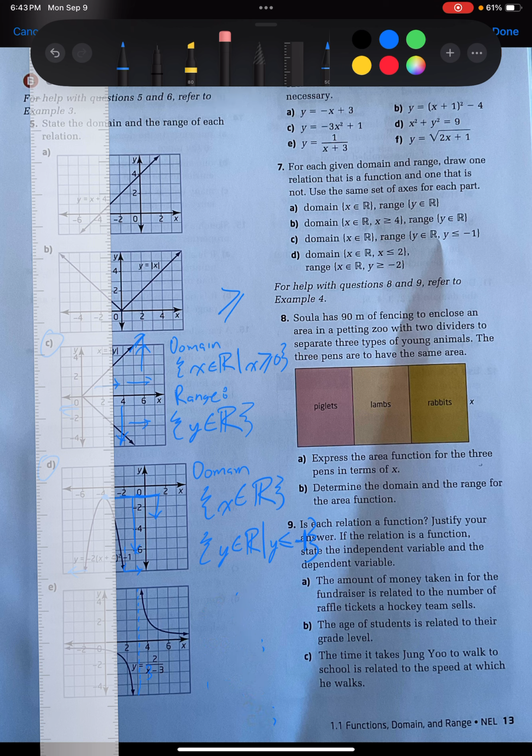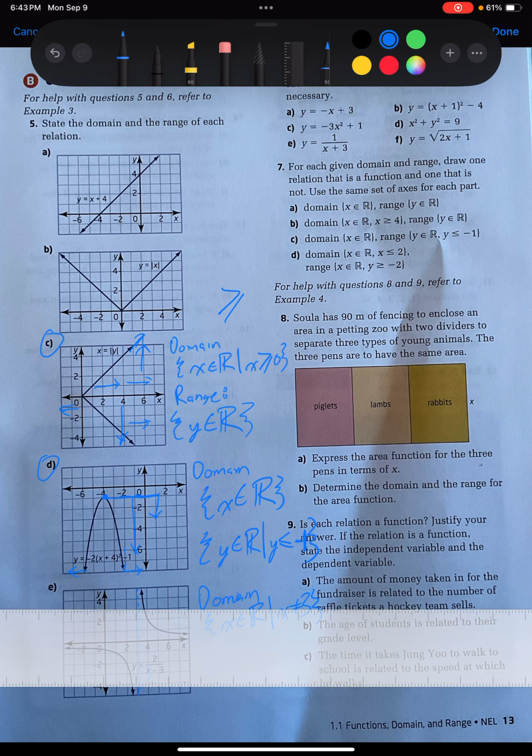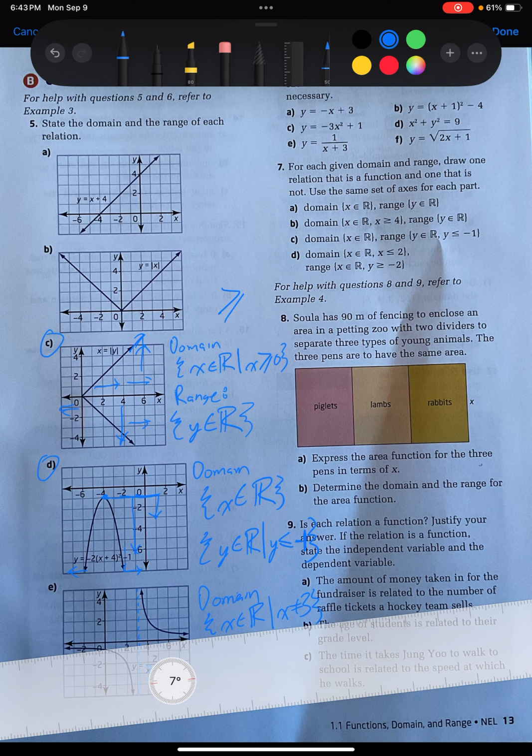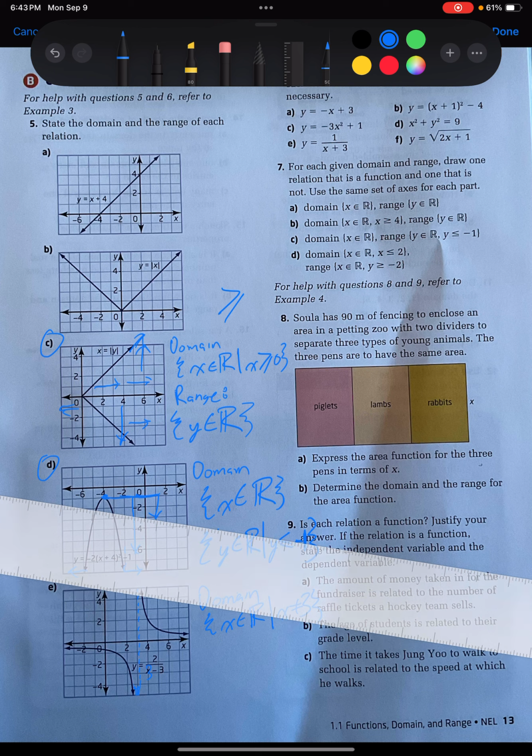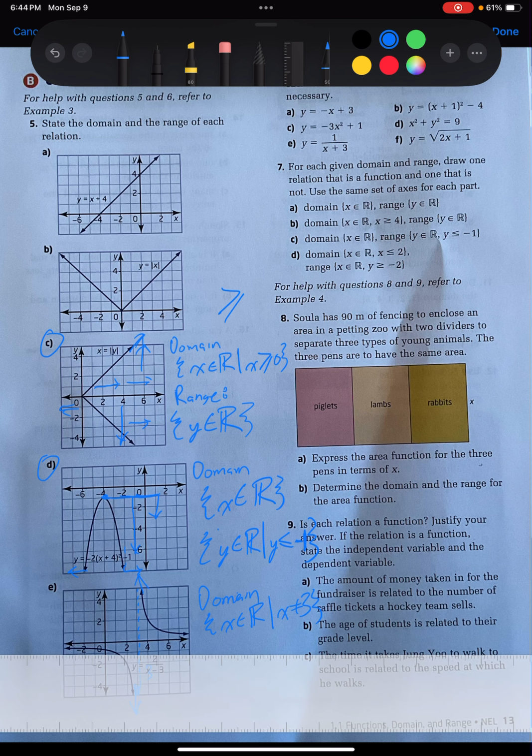So the domain becomes x is an element of R, real numbers, such that x is unequal to 3. What about the range? Oh, look. It goes in every value. It goes all the way down. It goes all the way down. It goes all the way up.